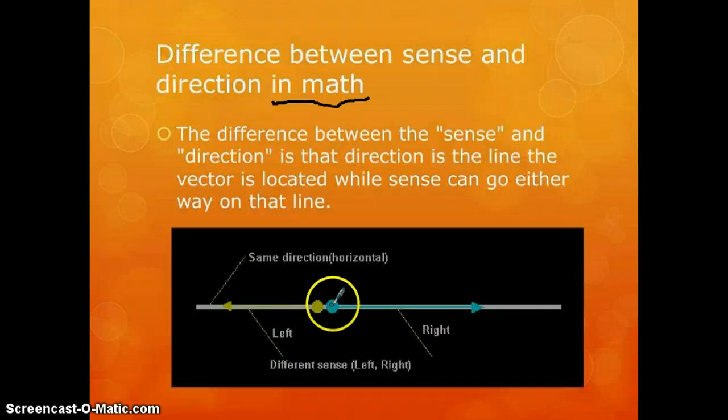Notice here that this point is named the tail, and this point is named the head of the vector. So here the head of the vector is going to the right, and here the head of the vector is going to the left.